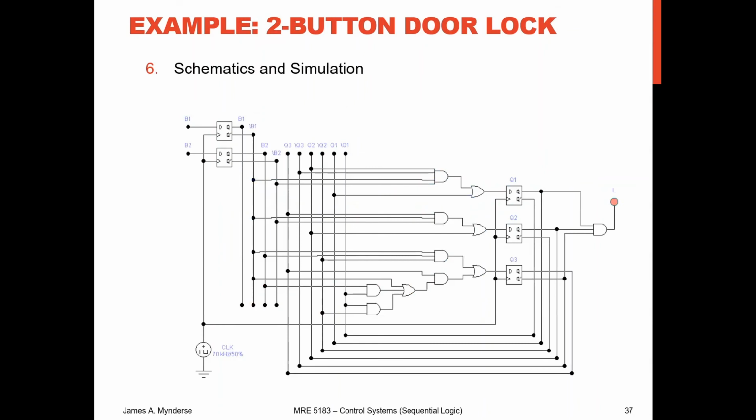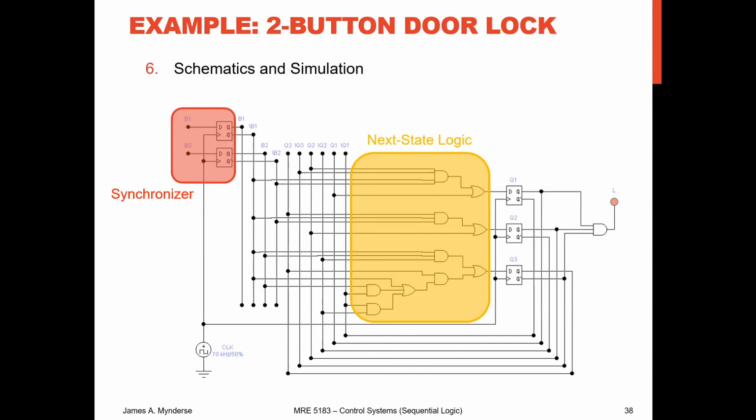So here it is. Notice that I've got my synchronizers at the beginning. Those are the D flip-flops. I've got my clock. Then there's my synchronizers. There's my next state logic. There's my memory. And there's my output logic. So it's all the same elements as before. It's just building up the stuff that we have written out as equations, and we're just building it up as a wiring diagram.